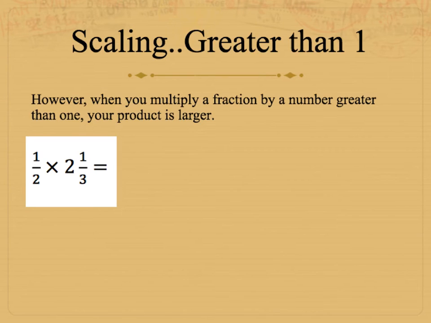All right, so now we have a new rule here. This is a different one, and you are, same thing, going to need to make sure that you write this down in your notes. When you multiply a fraction by a number greater than 1, your product, or your answer, is going to be larger. So go ahead and pause the video if you need to so that you can make sure that you are getting this written down in your notebook. When you multiply a fraction by a number greater than 1, then your product is going to be larger.